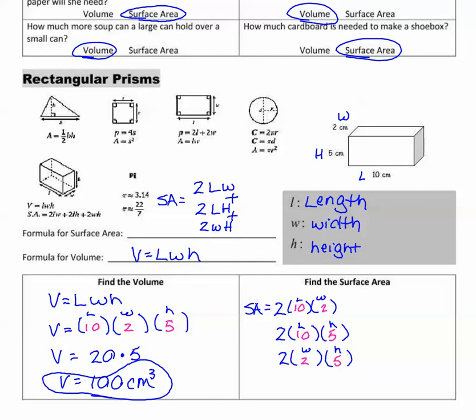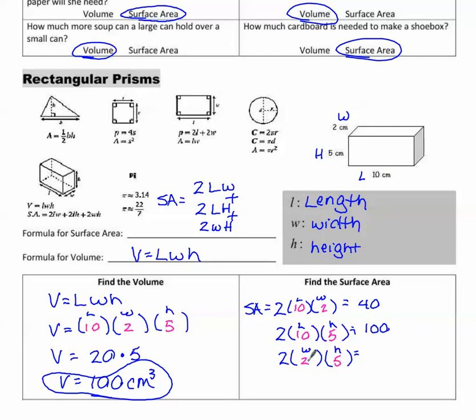Now what you're going to do is we're going to solve each of these and multiply them, and then at the end we'll add them together. So 2 times 10 is 20. 20 times 2 is 40. 2 times 10 is 20. 20 times 5 is 100.